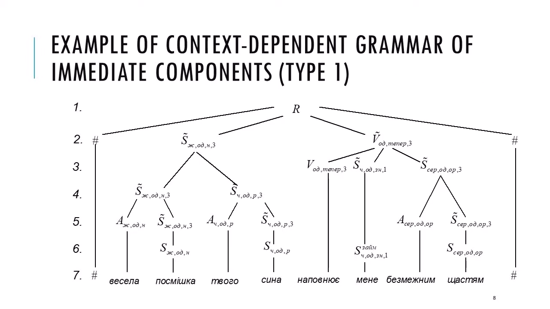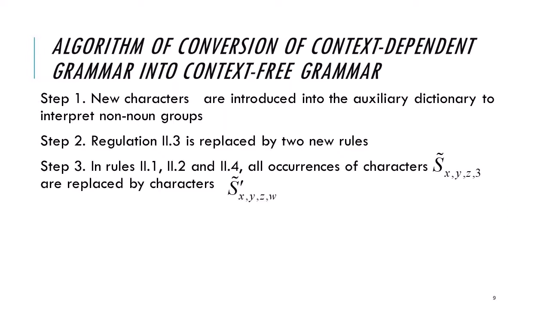The slide presents the example of the structure of context-dependent grammar, how the sentence is produced in a context-dependent grammar. The grammar is of type 1. This slide presents the main steps of the algorithm, how to convert the context-dependent grammar into context-free grammar.